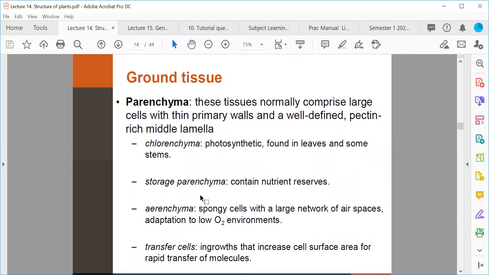Storage parenchyma, so these are the cells that we saw in the potato tubers, and of course they function to store nutrient reserves. But here's a very important one, chlorenchyma cells. These are our photosynthetic cells, and they're found in leaves and also often in stems, and also other plant tissues as well, depending on the plant species.